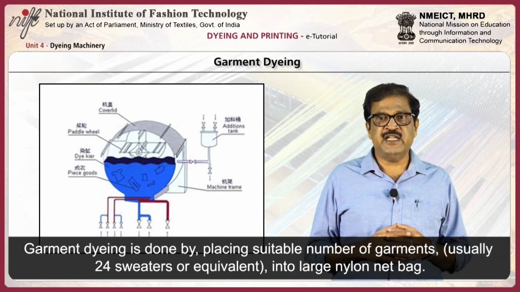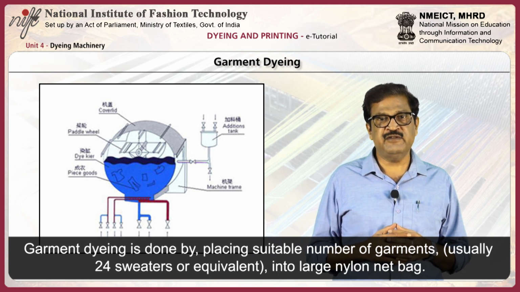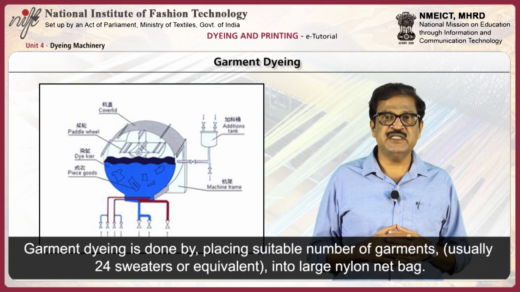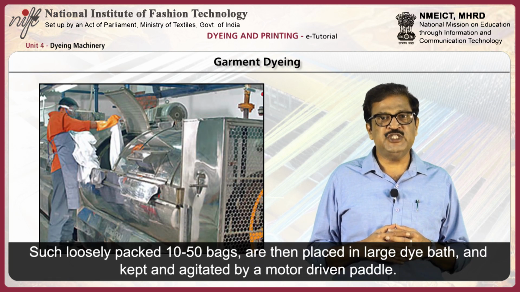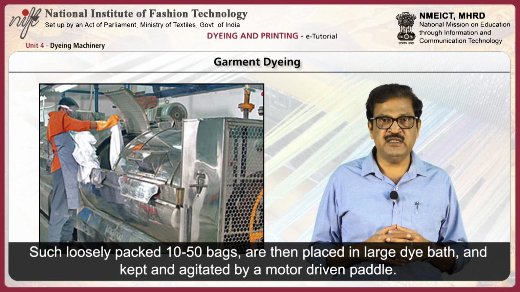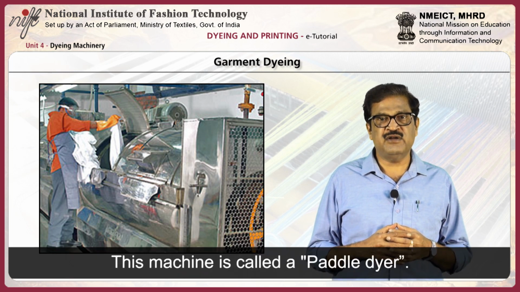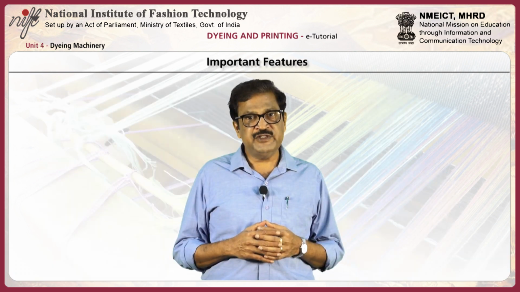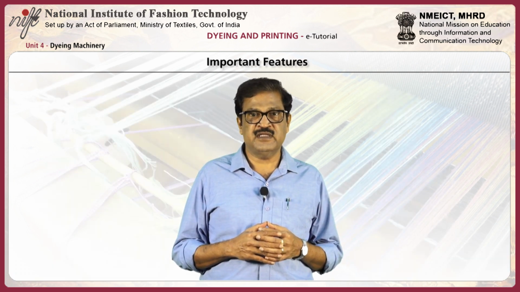Garment dyeing is done by placing a suitable number of garments, usually 24 sweaters or equivalent, into a large nylon net bag. Such loosely packed 10 to 50 bags are then placed in a large dye bath and agitated by a motor driven paddle. This machine is called paddle dyer. Important features of garment dyeing.